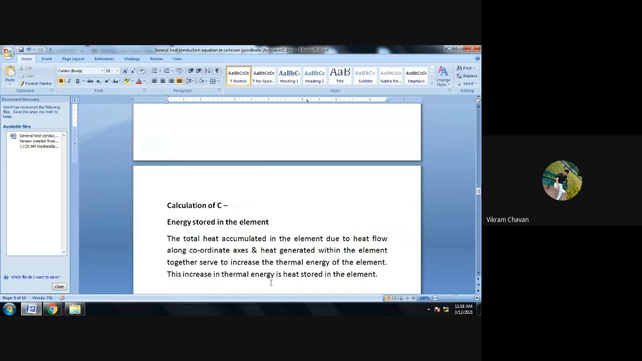Energy stored in the element means what? The total heat accumulated in the element due to heat flow along coordinate axis and heat generated within the element together serve to increase the thermal energy of the element. This increase in thermal energy is heat stored in the element.